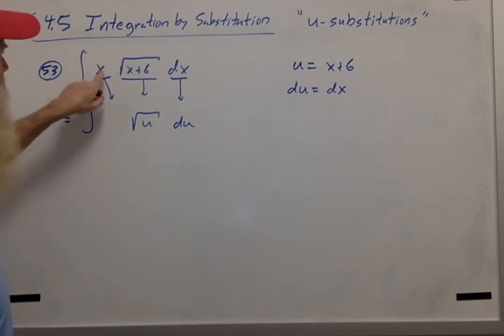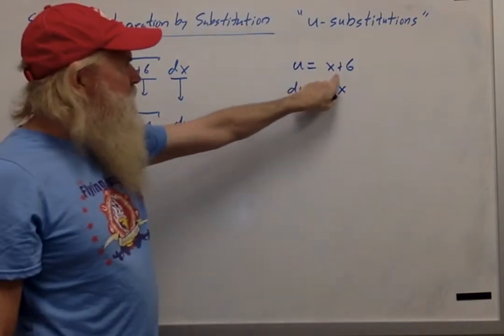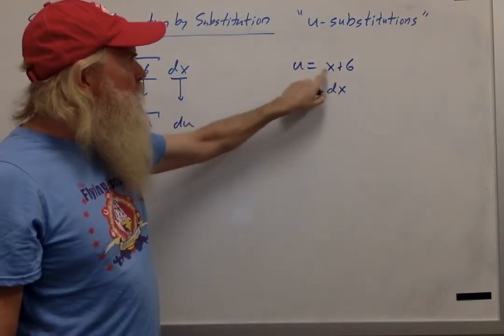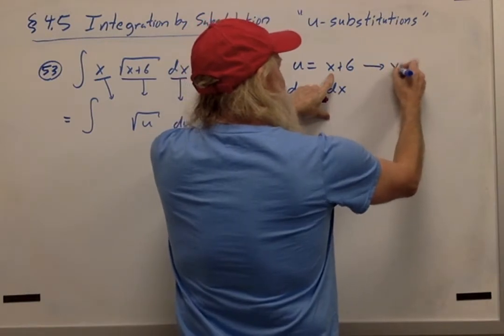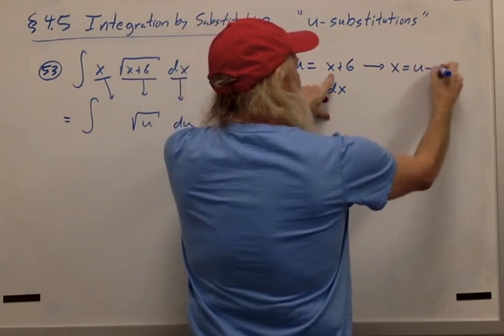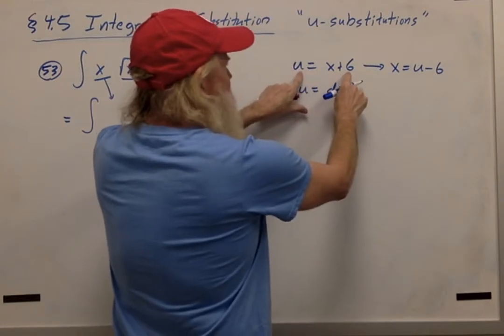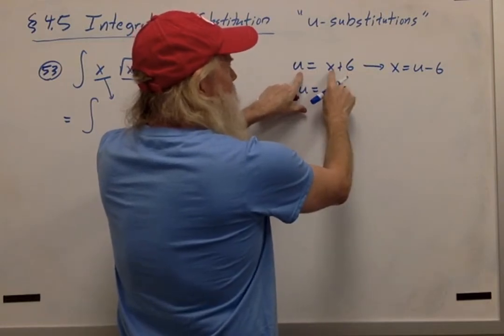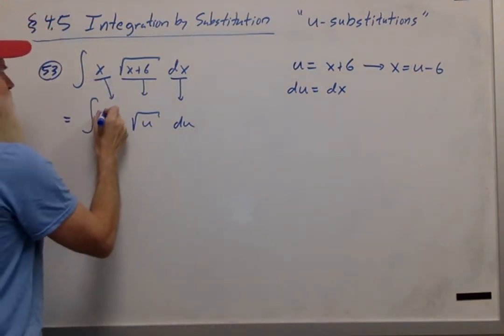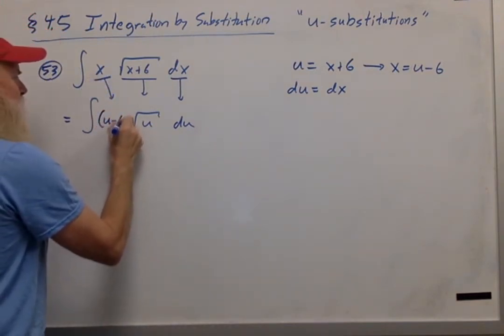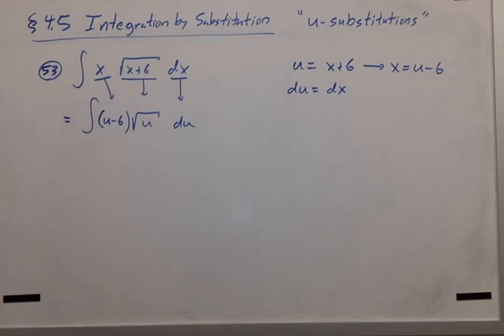So here's the trick. Using this substitution, if u is the same as x plus 6, then that means that x is the same as u minus 6. I can subtract 6 from both sides of this equation to get x equals u minus 6. So here where I have an x, I put u minus 6 instead. So remember, whenever you do a substitution, everything in the original problem has got to be represented in the new one.